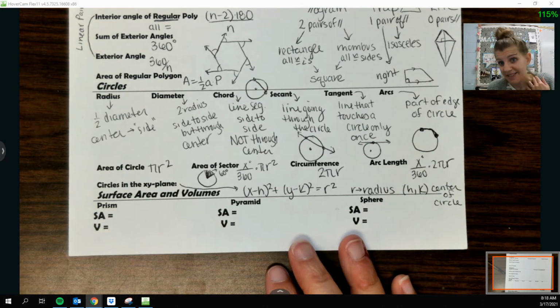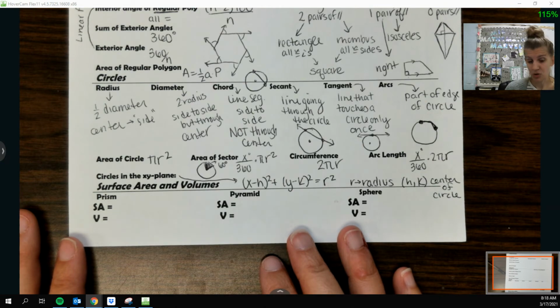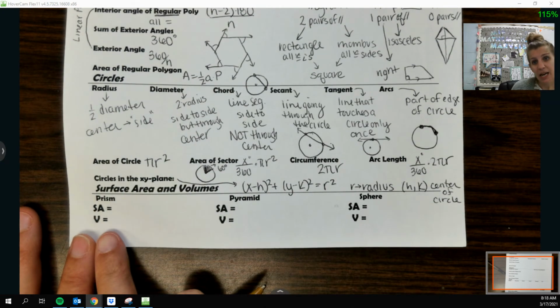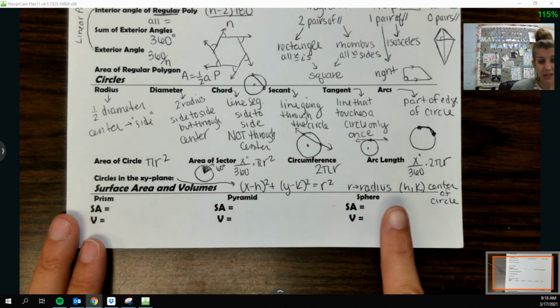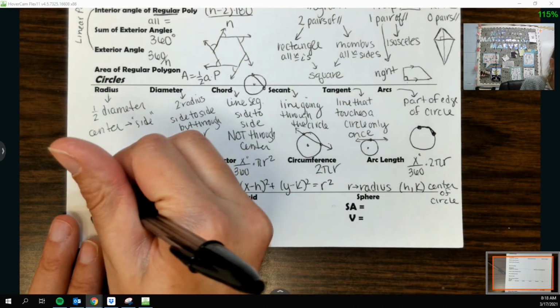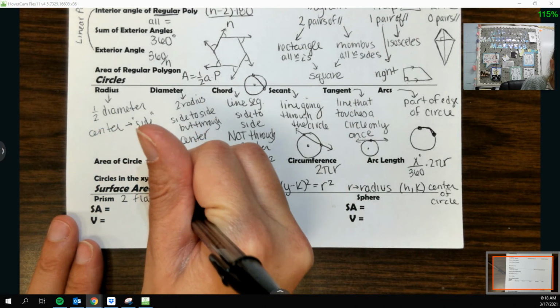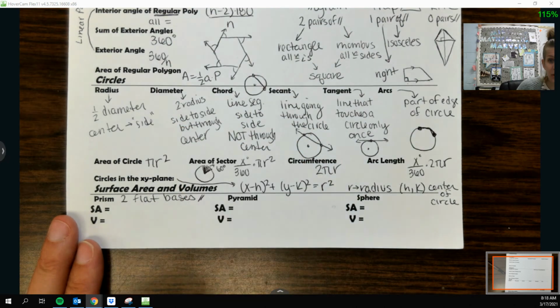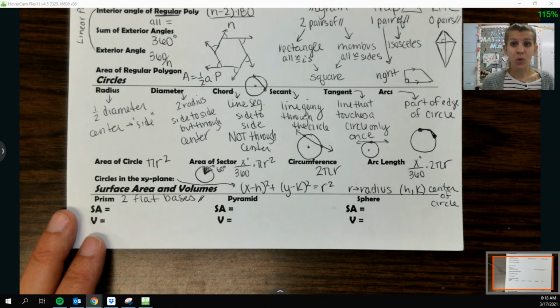And then sort of the last thing that we do in geometry is we find surface area and volumes of three-dimensional shapes. And so the three types of three-dimensional shapes you have are prisms, pyramids, and spheres. So a prism has two flat bases that are parallel to each other. So think like a jar or a can or something like that. It could be circular, that's called a cylinder, but just anything with two bases.